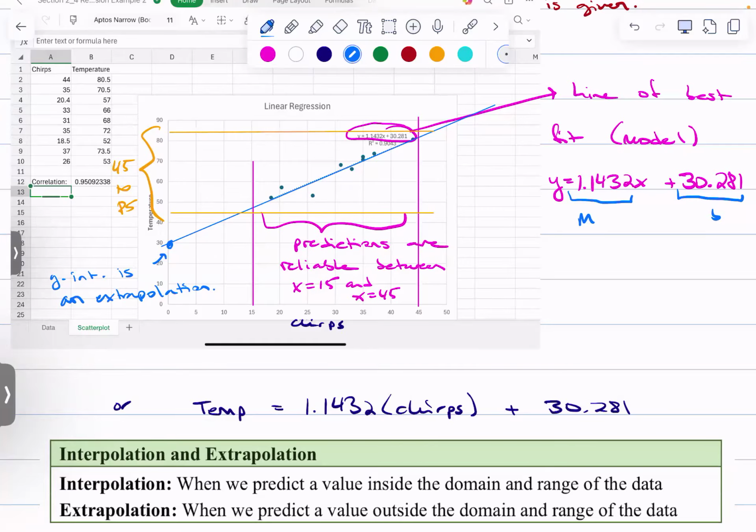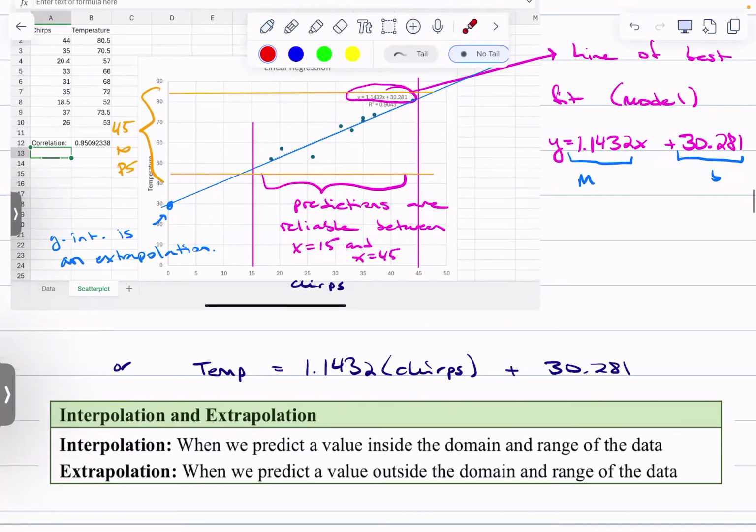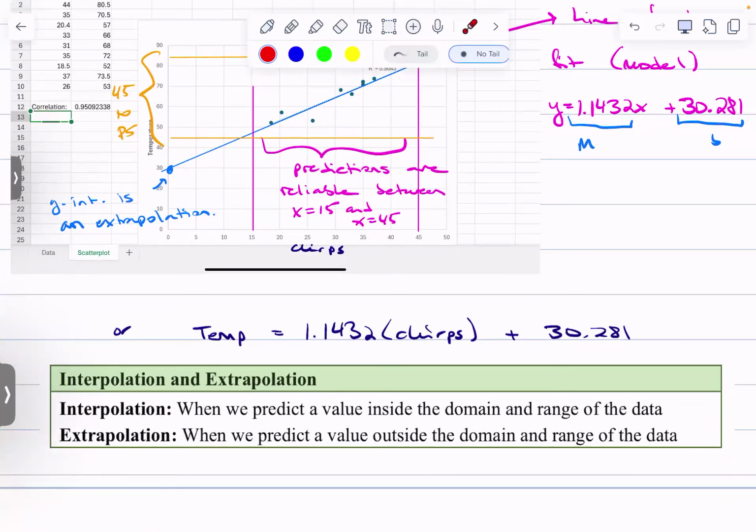So we want to be careful. With interpolation, you're working inside your data and you can be fairly confident in your predictions. Extrapolation is still a prediction, so you can still move ahead and do it, but you should usually make a note that this was an extrapolation and this is an unreliable prediction.